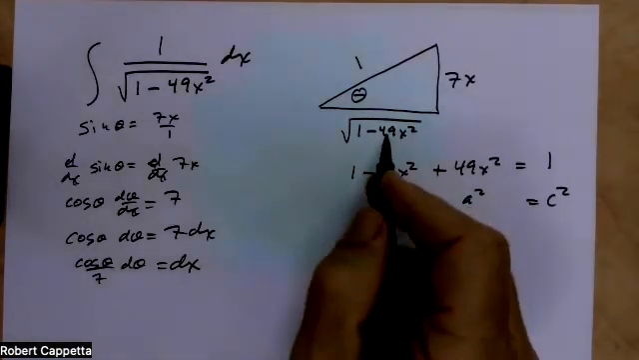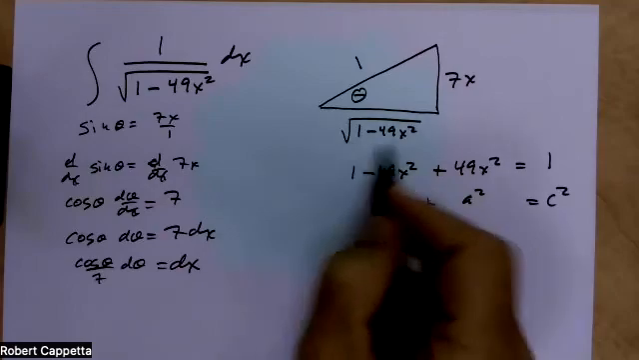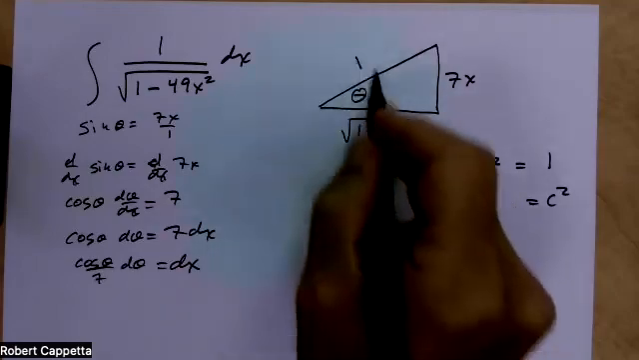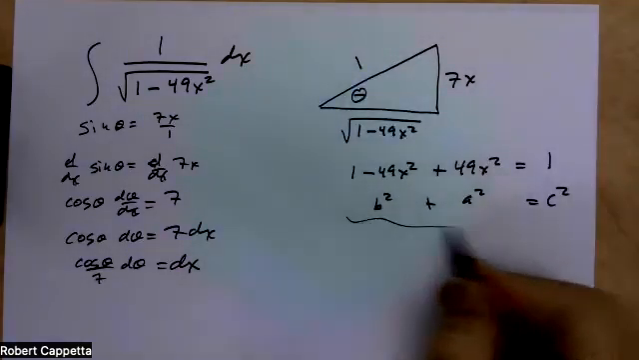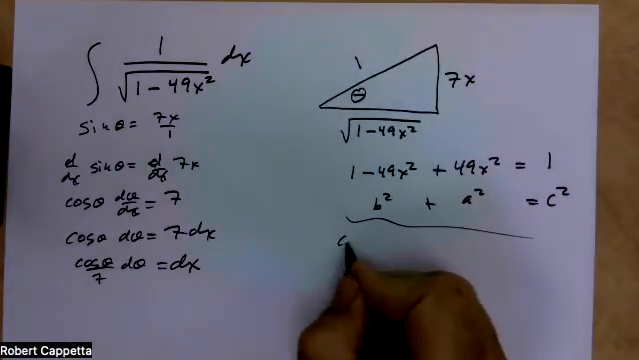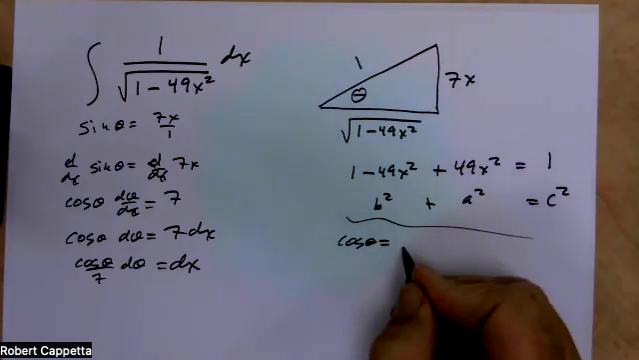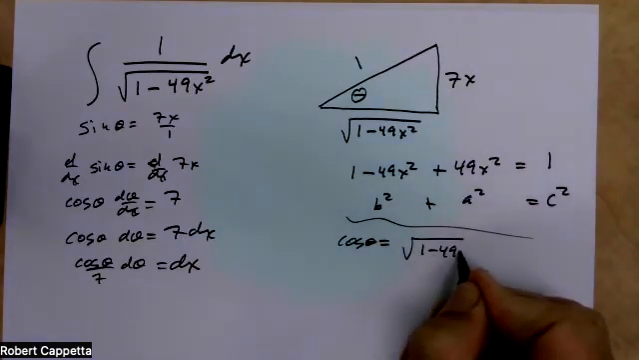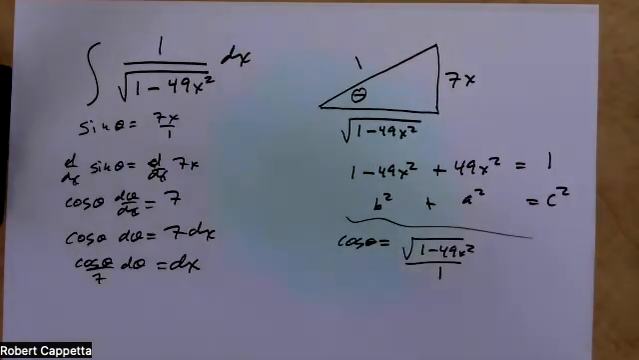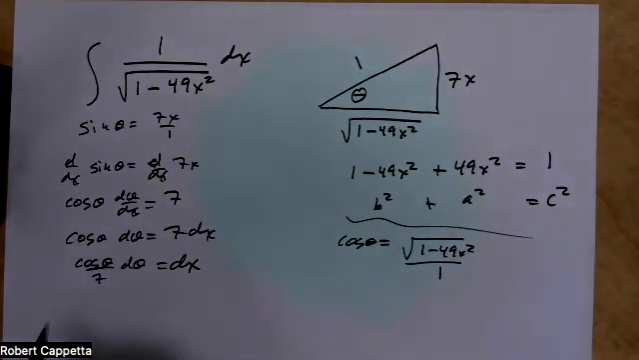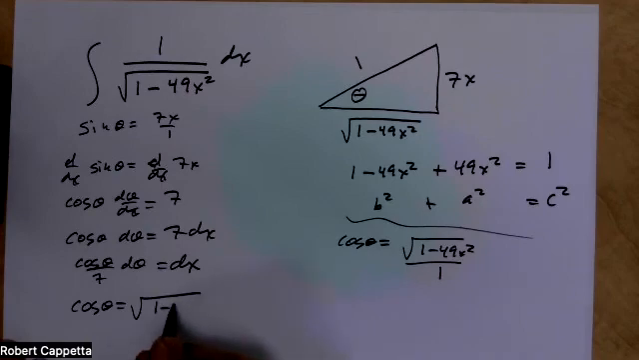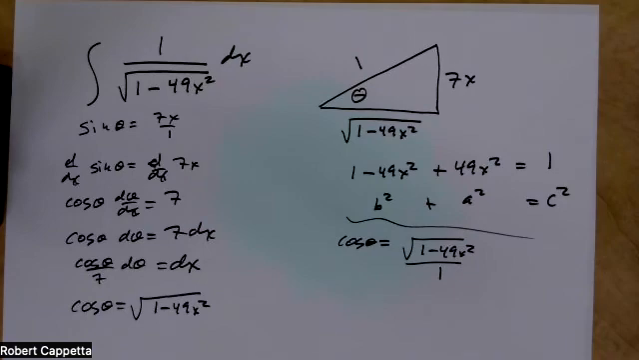But also recognize here that what I have is root 1 minus 49x squared over 1. That would be cosine theta. Cosine theta is adjacent over hypotenuse, root 1 minus 49x squared over 1. So knowing that cos theta is root 1 minus 49x squared, we should be able to determine this integral.